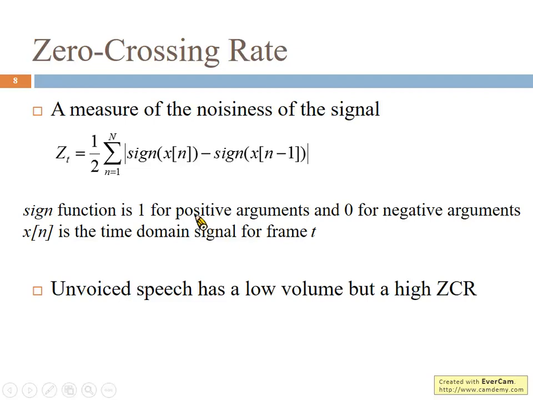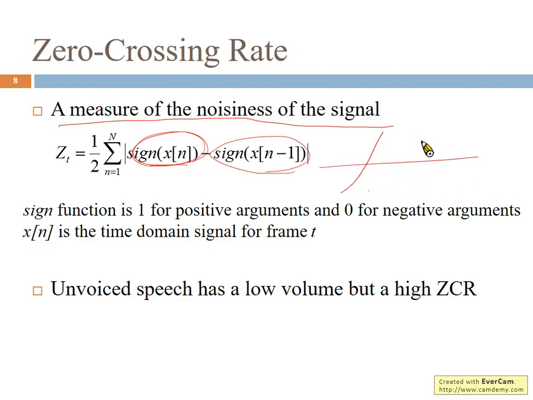Also, one of the simplest features is the zero crossing rate. It's a measure of the noise of the signal. We just take the sign of x[n] and the sign of x[n-1] and check whether they have the same sign. If the sign changes, that means the signal changes from a negative value to a positive value, or from a positive value to a negative value, so the signal crosses the zero value.